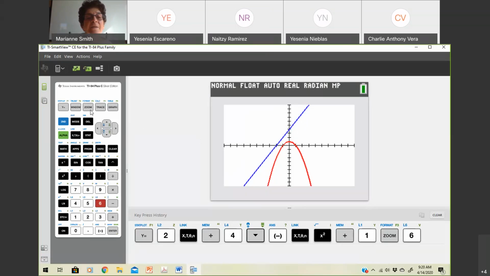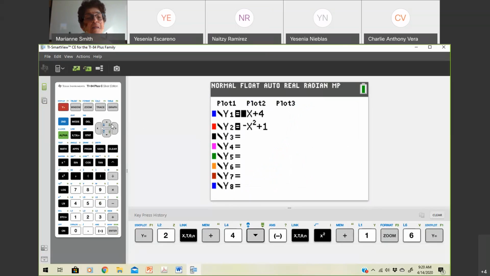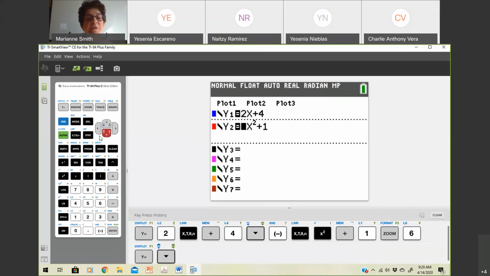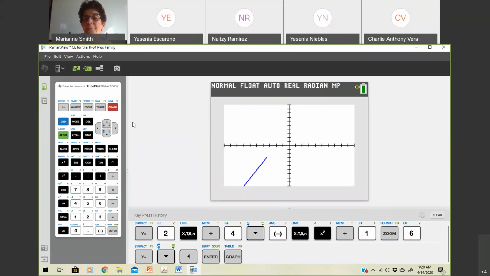I'm going to go in my y equals, and I'm going to mute the quadratic. That means I'm going to turn off the graphing. The way you do that is you back over the equal sign and hit enter. Then when you graph it, you'll just see the linear function. I'm going to find the area between the linear function and the x-axis.